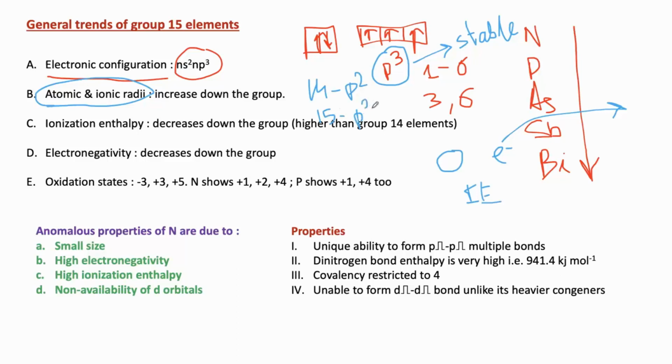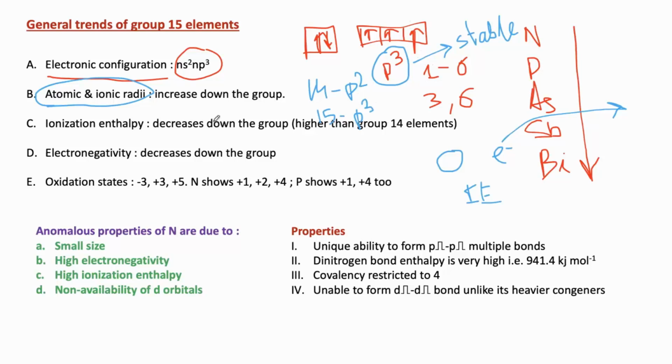And since the half filled orbital configurations are more stable, p3 is a more stable electronic configuration than p2. That's why the amount of energy required to pull off the valence electron from the valence shell is much greater for the group 15 elements than the group 14 elements. That's why group 15 elements have higher ionization enthalpy than group 14 ones.